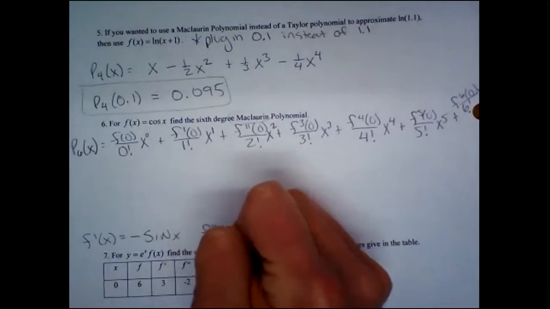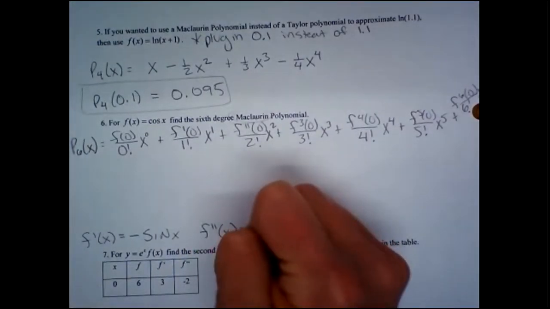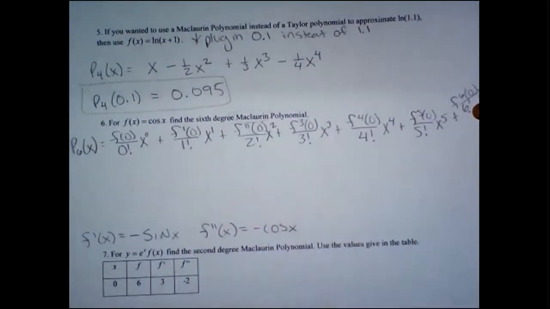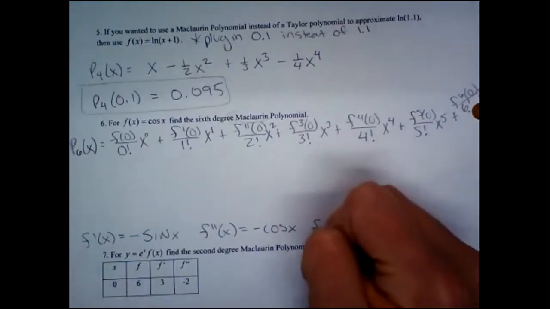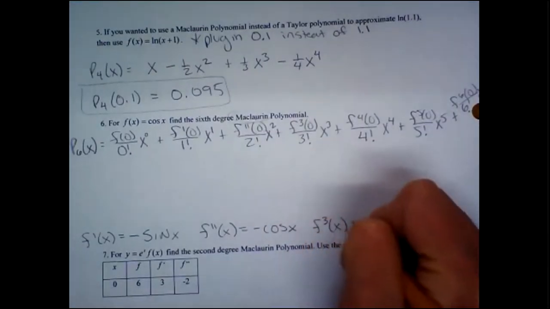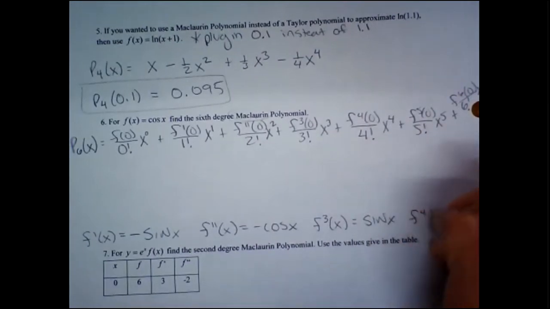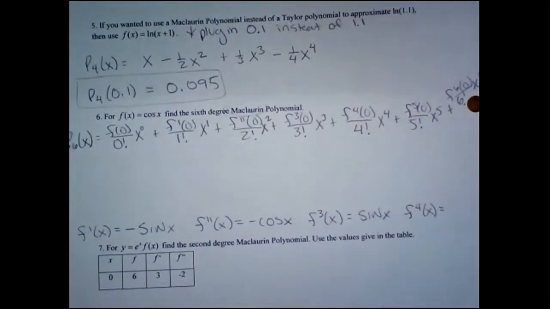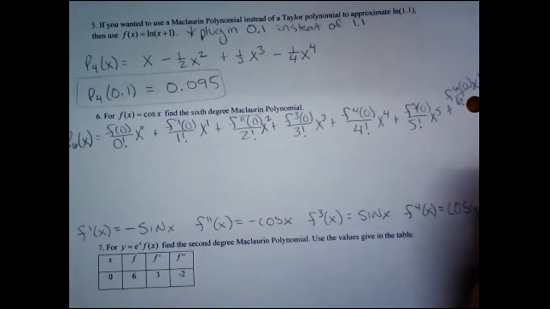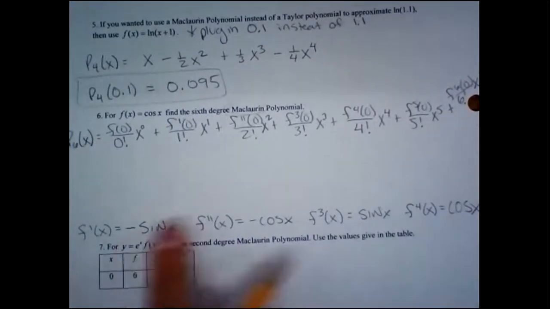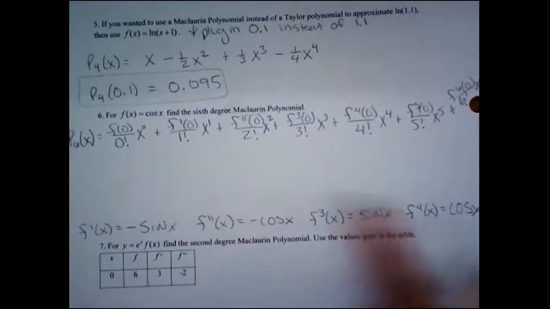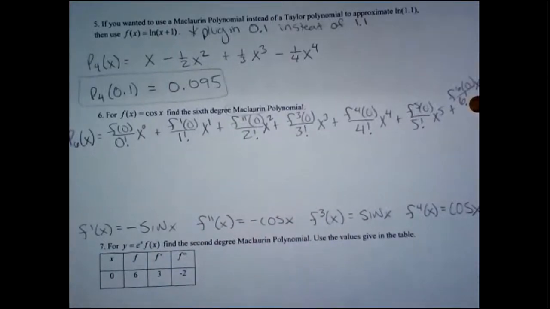And then the second derivative of sine would be cosine, so negative cosine. Third derivative would be sine, positive sine, good. And fourth derivative would be cosine, which puts you right back to the beginning, and it's just going to keep cycling through this, right? I know we need to go to the 6th one, but I don't need to write out any more.